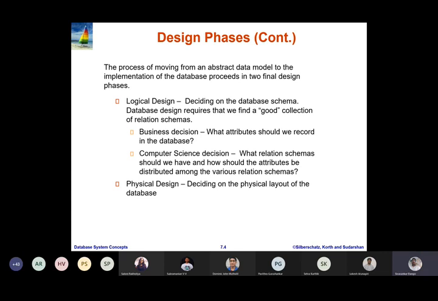And the computer science decision focuses on what relation schemas we should have and how attributes should be distributed among the various relation schemas. So some attributes may be present in both entities. So you need to check which attribute has to be distributed to which entity. So logical design is that you need to design a good relation schema, and physical design decides the physical layout of the database.